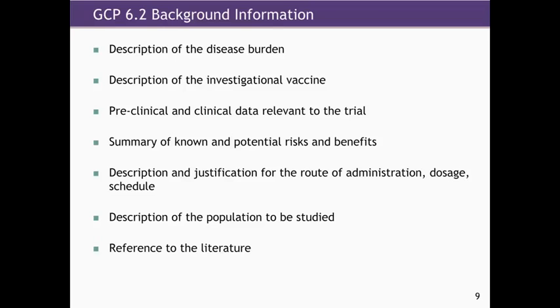It will have a summary of all preclinical data, which means animal and laboratory data, as well as clinical trial data. That can be information from this vaccine if it's been tested before, or similar vaccines that are either licensed or have been tested. The background would have a summary of known and potential risks and benefits of the product, and a justification for the routes of administration, the dose, and the schedule that's being proposed in the study. It would have a description of the population you're going to enroll, and then references to the published literature on the topic. It's a pretty substantial portion of the protocol.